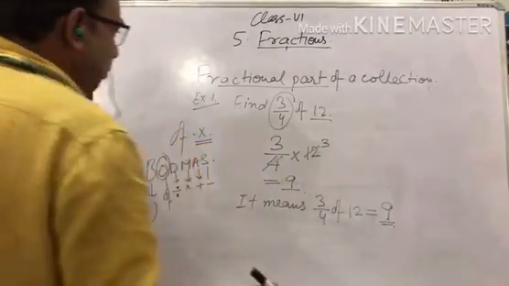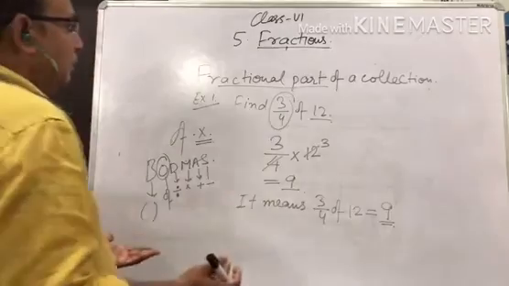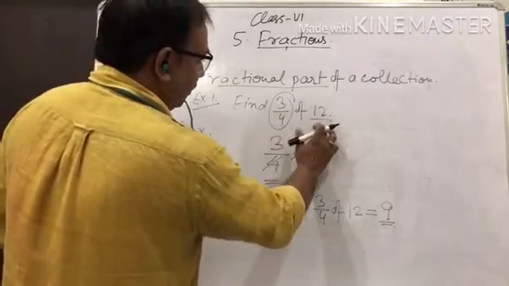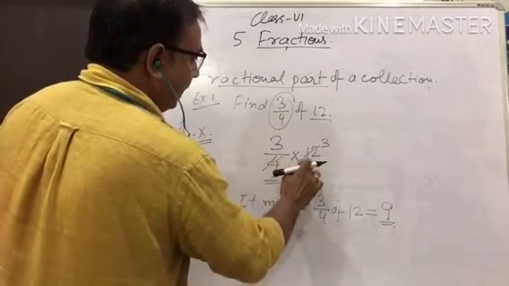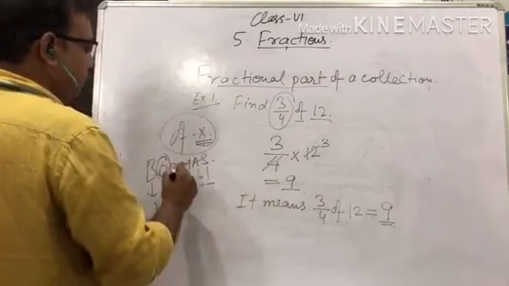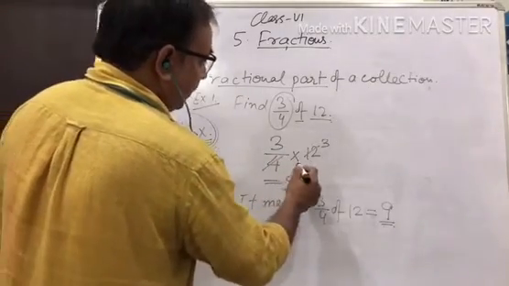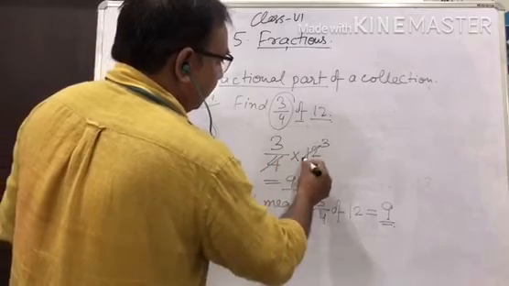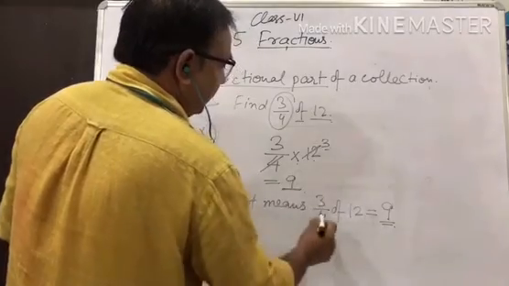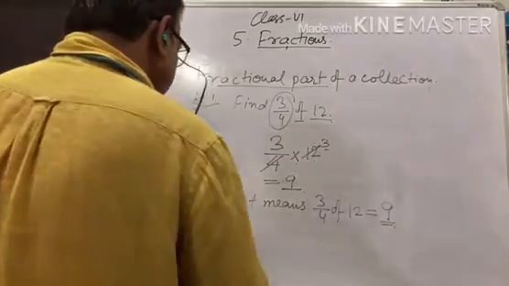And there are so many ways. I think there is another method in our book, so you can use that, but this is the simplest method. Find 3 upon 4 of 12. 3 upon 4 multiplied by 12, because the of is multiplication, but this of is treated before division and multiplication both. So 3 upon 4 times 12, we cancel 4 and 12, this is 3, and 3 times 3 is 9. It means 3 upon 4 of 12 is equal to 9.